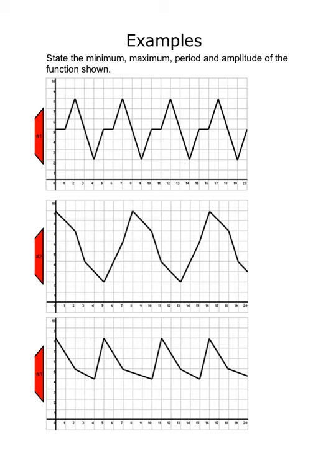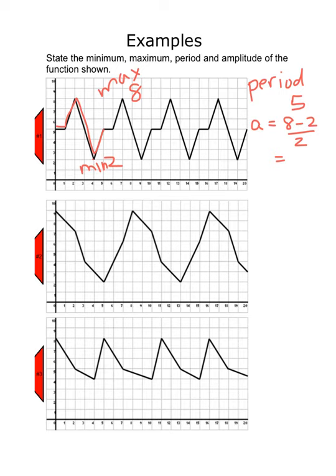For the first one, my minimum is at 2. My maximum is at 8. The period, I'm going to say it starts here, goes up, down, and then it's going to start all over again. So the period is 5, and the amplitude is, I have to take 8 minus 2 divided by 2. That would be 6 divided by 2, so that would be an amplitude of 3.